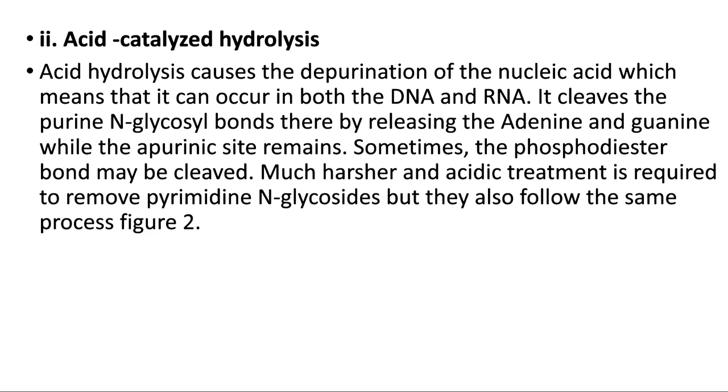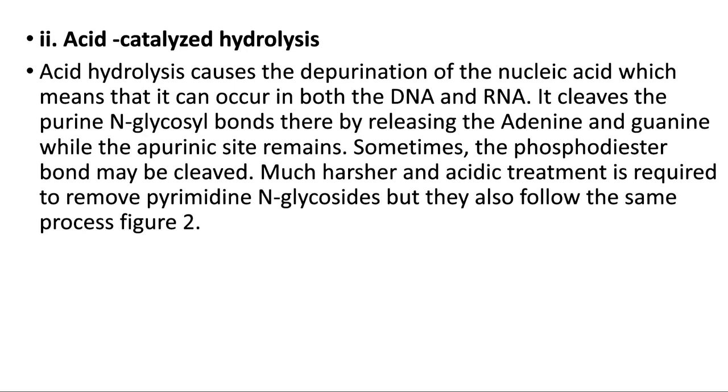Now, what does the acid do? The acid attacks the N-glycosyl bond. In the case of purine, it is the N9 glycosyl bond; in the case of pyrimidine, it is the N1 glycosyl bond, which it breaks to release the adenine or the guanine or the base, depending on it. And when it removes the nitrogenous base, it leaves that place vacant, and that place is now known as the apurinic site.